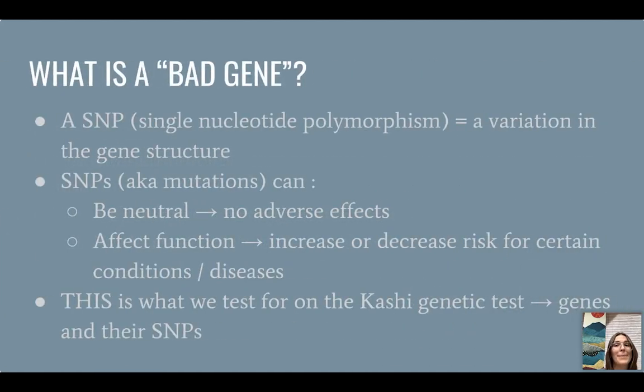So what is a bad gene? So first, we need to understand SNPs, or single nucleotide polymorphisms. And basically, a SNP is a variation in gene structure. Some SNPs can be neutral, which results in no change or no adverse effects. And then some SNPs can alter function by either increasing or decreasing risk for certain conditions. So this is what we're testing for in the Kashi genetic test. We test about 34 genes and their SNPs to determine what your risk is for a certain condition and certain diseases. And we go from there.